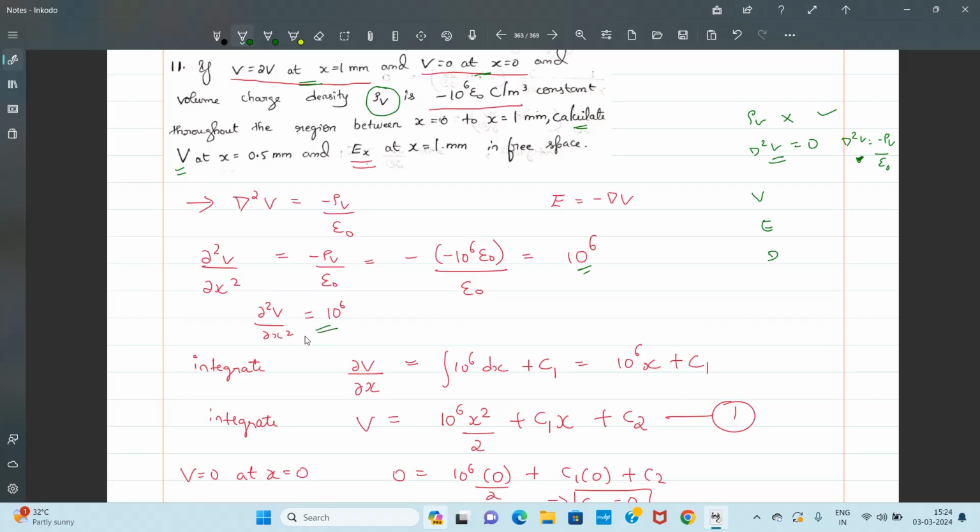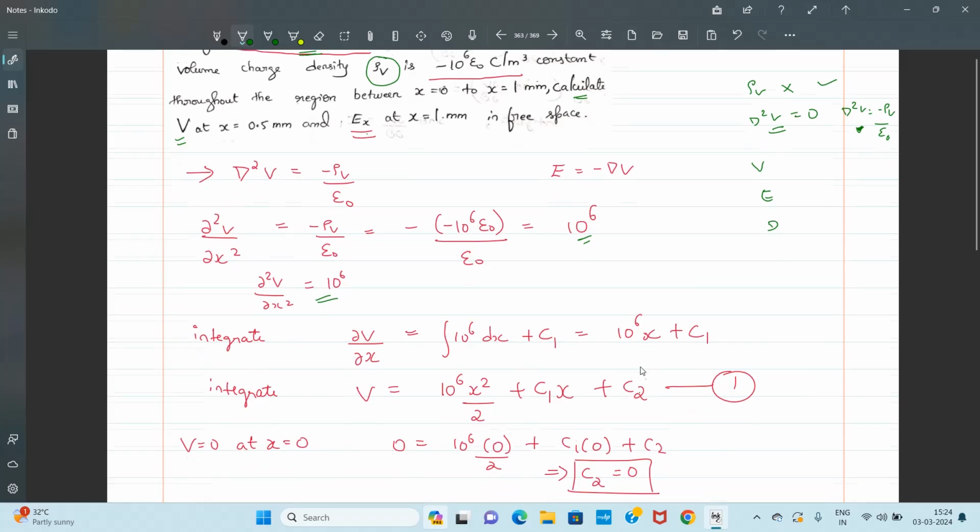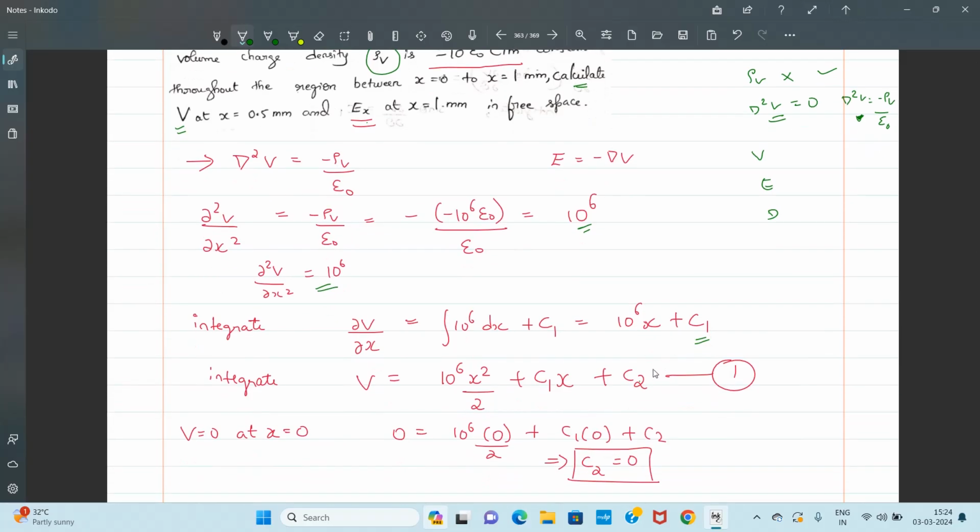First step, as I told you, we are supposed to get the equation for potential. So I have to remove these differentiation terms. Since you have two differentiations, you will have to do two integrations to remove them. So first time when I integrate it, I will be getting dou v by dou x equal to integration of 10 power 6 with respect to x, which is going to be 10 power 6 into x. And in these problems, whenever you are doing any integration, you have to add an integration constant C1.